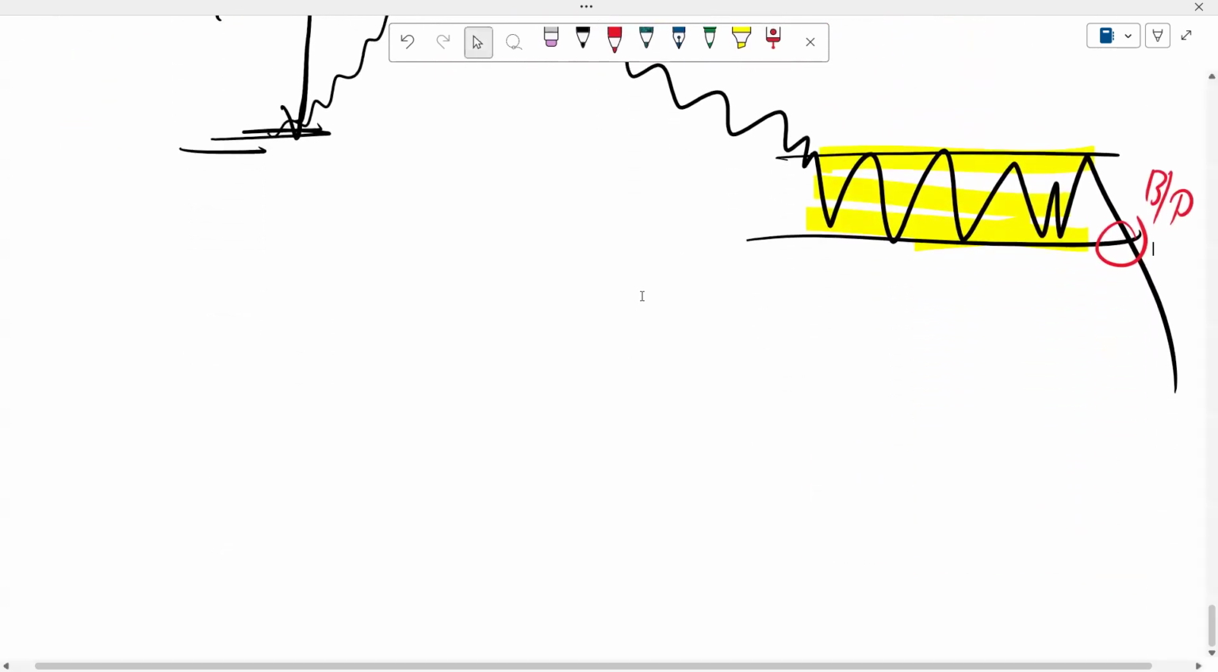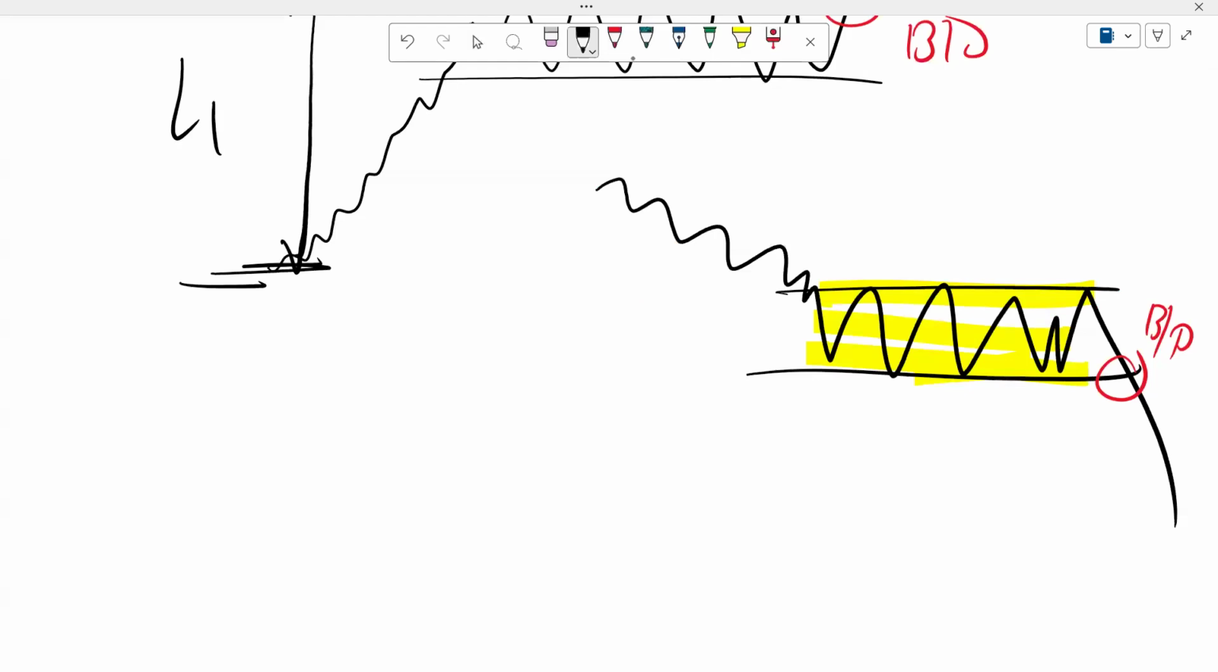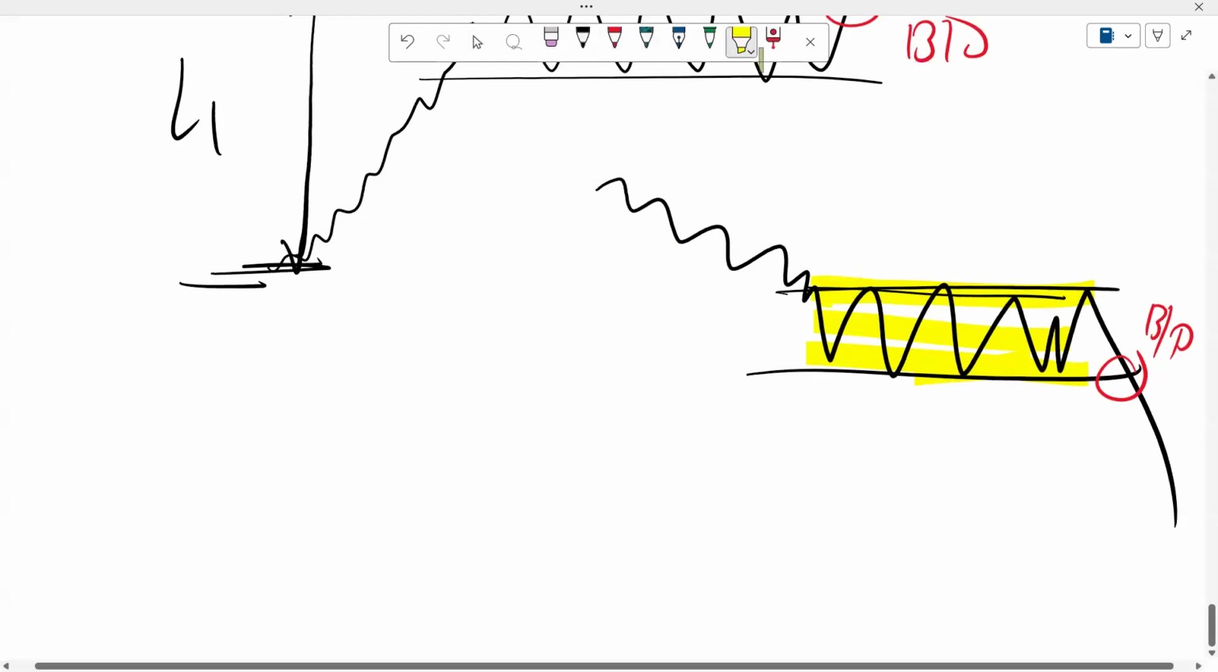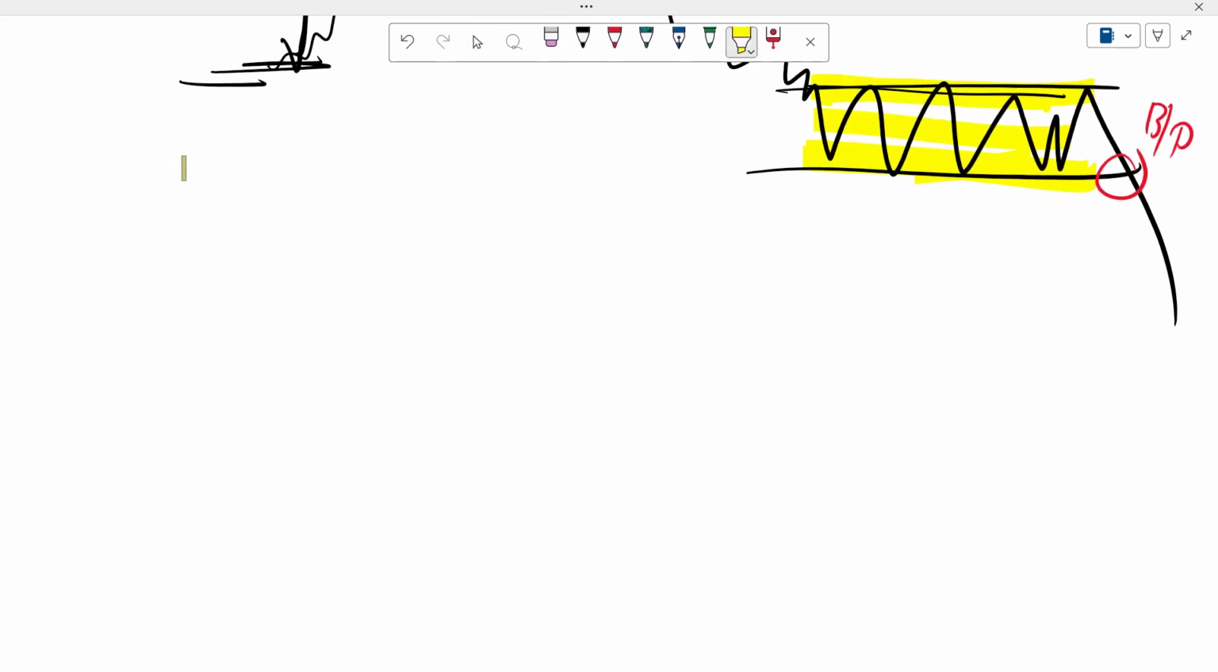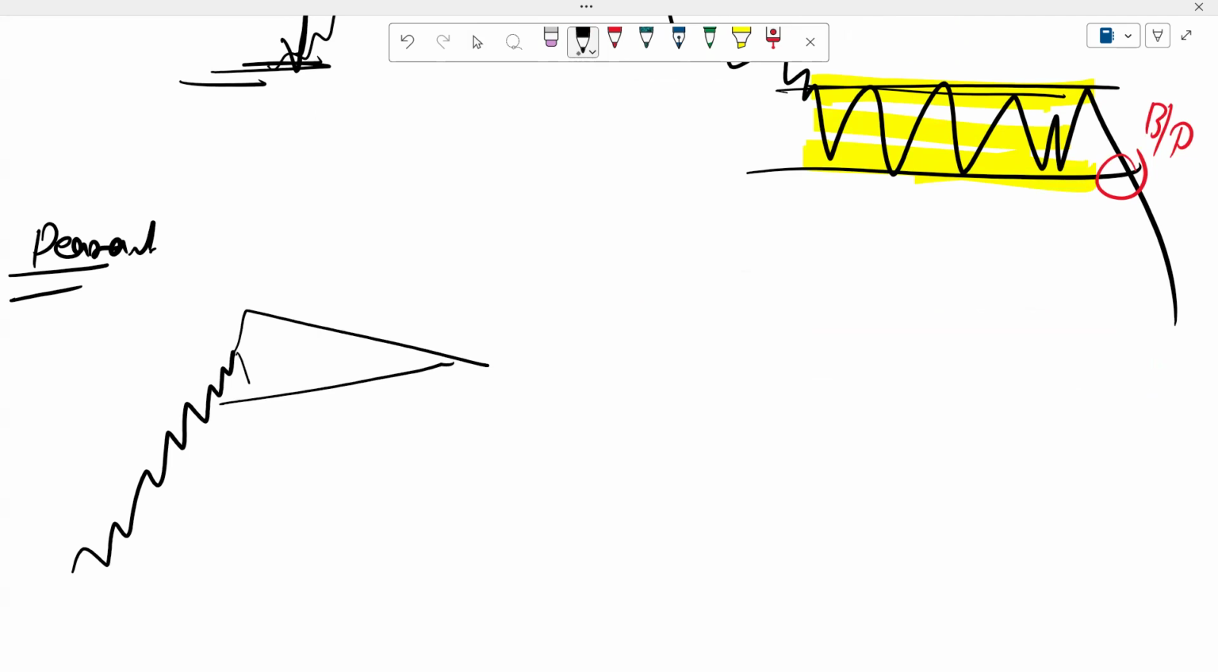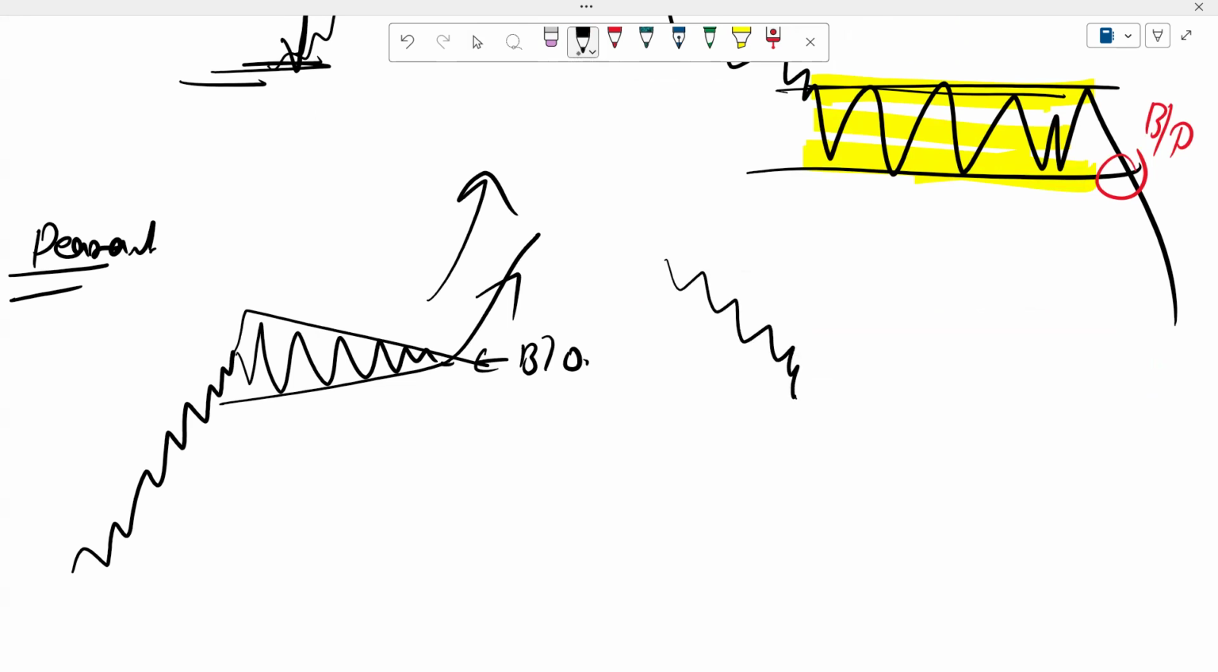And there is a pennant pattern. In the pennant, instead of rectangular, it will be a triangle. This shape is rectangular. So in the pennant pattern, your market is going up, and here it forms a triangle pattern like this. If it is breaking out at this point, market will go in the upside direction. And the reverse will be like this: market is going down, and here it forms a triangle pattern, and it is coming down. So this is your pennant pattern, if it is triangular.